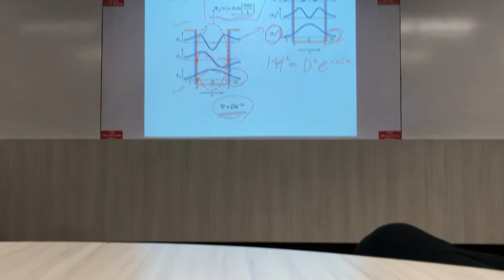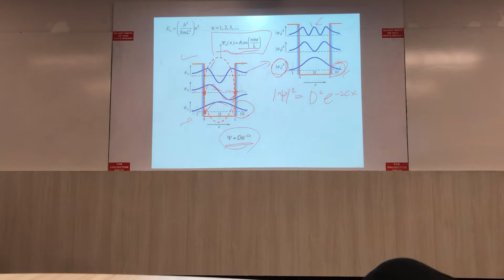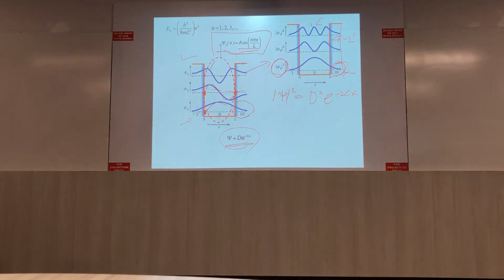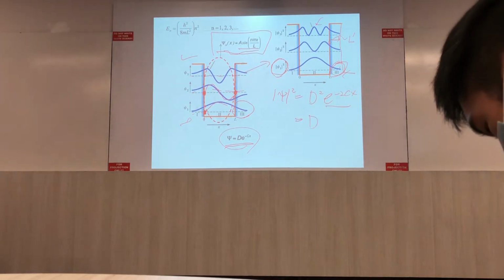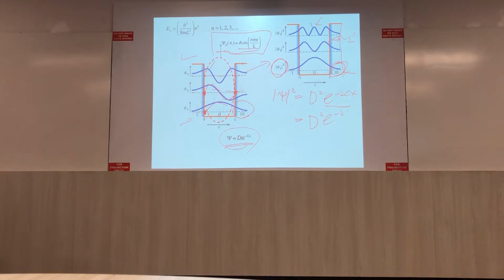Now let's assume that this wall has some finite thickness. Let's say this wall thickness is L prime. Then this equation is going to be rewritten as e to the minus 2C L prime. So this is the probability of finding the particle after the thickness of the wall. Then we call it the tunneling effect, and we can also treat it as the transmission, isn't it?